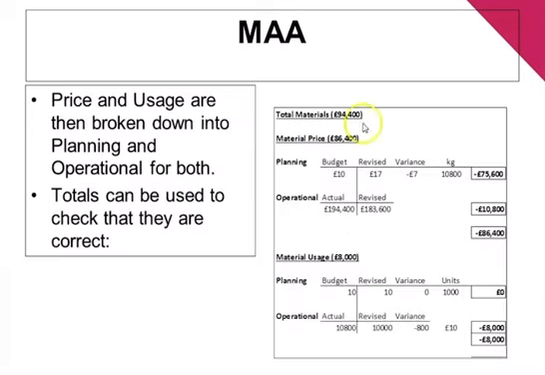Okay, so there we go. Our total materials was 94,400 loss. Then we break down into price and usage, which add back to the total materials. And then what we do, like I said, is we can break our price and our usage into planning and operational variances. So there we go.